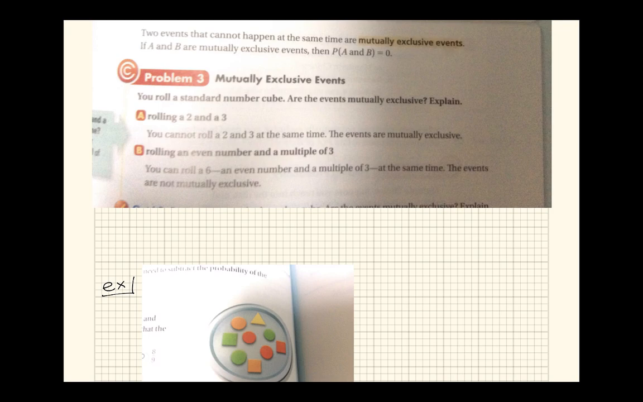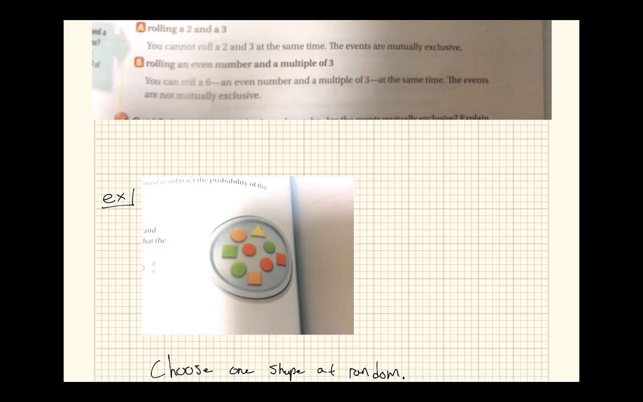You can't roll those at the same time. Those are mutually exclusive. Now, rolling an even and a multiple of 3, that's not mutually exclusive because 6 is both even and also a multiple of 3. And you can see here the probability of a mutually exclusive event is always going to be 0. So what's the probability of rolling a 2 and a 3? It's 0. You can't do it.